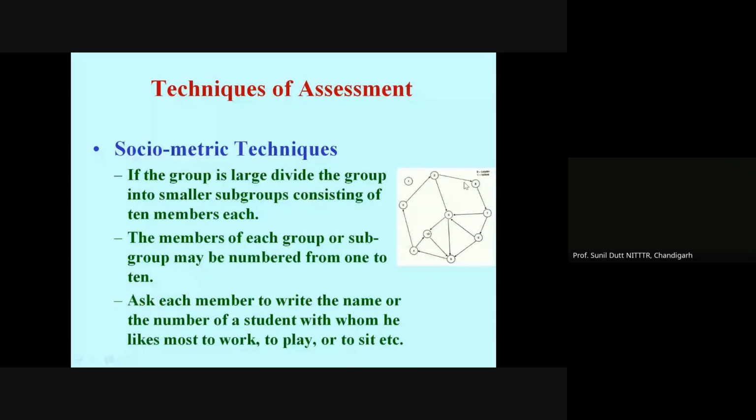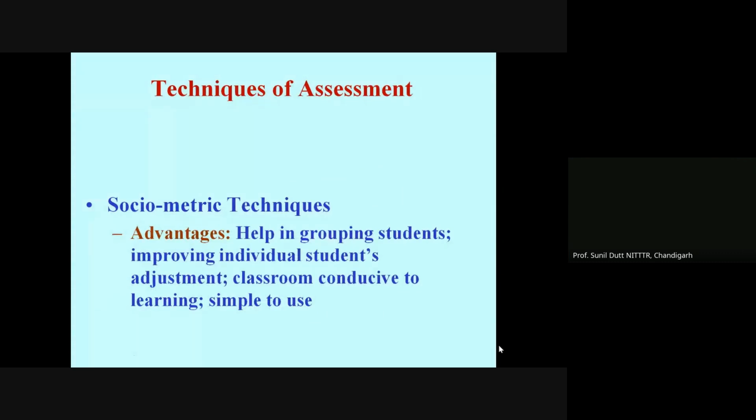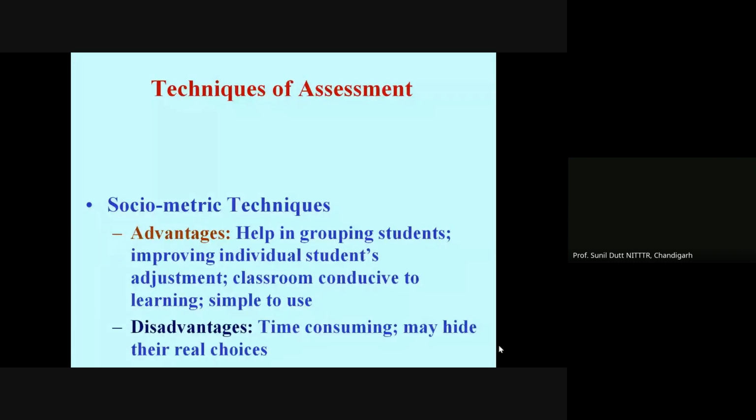Now you see this data. Student number 9 is liked by, say, students 1, 2, 3, 4, 5. Now student number 1 is not in the group, he is an isolate, so he is not liked, and number 9 comes out to be a leader. Okay, so you can make small groups with the help of the sociometric technique. क्लासरूम एडजस्टमेंट अच्छा होता है, but sometimes the students may hide their real choices.